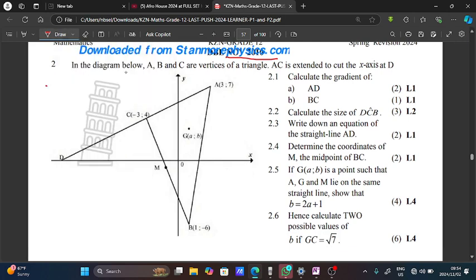In the diagram below, A, B, C are the vertices of a triangle. A is there, B, C are the corners of a triangle, hence the vertices of a triangle. AC is extended to cut the x-axis at D. So this AC is cutting the x-axis. What are the coordinates of D here?